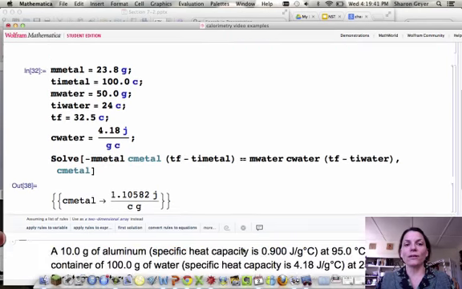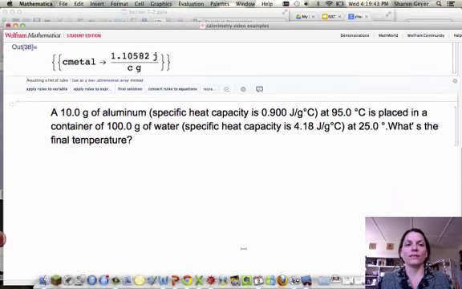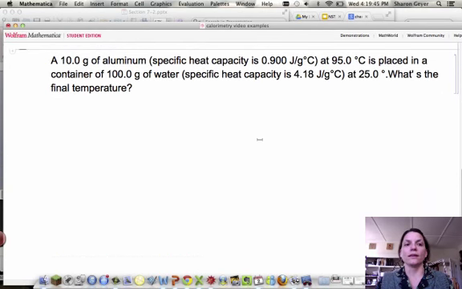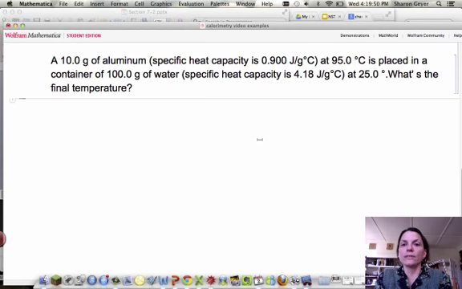All right, well, there's another problem down here. Let's just take a quick look at this one. 10 grams of aluminum, we know the specific heat, we know the temperature, we put it in some water, we want to know the final temperature. Well, we've already done this, so I'm going to leave this one for you to answer. Now I'm going to go back to my PowerPoint.